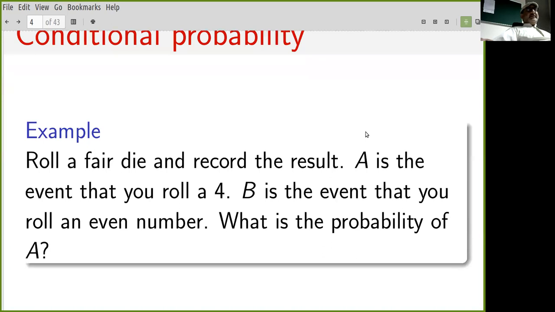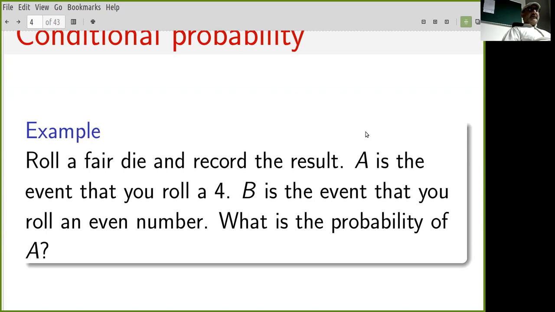Okay, if I ask you what's the probability of A, then you'll say, well, all the outcomes are equally likely. There are 6. A is the set that consists of a single outcome. There are 6 possible outcomes, so the probability of A is 1 out of 6.